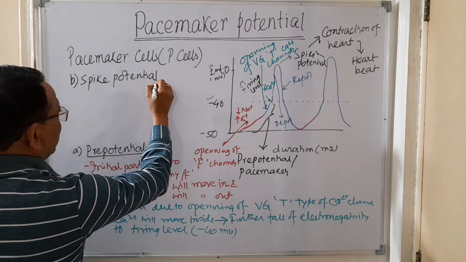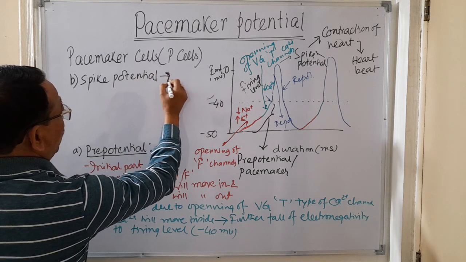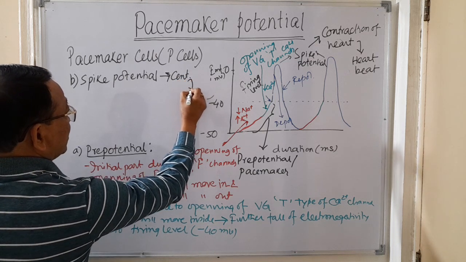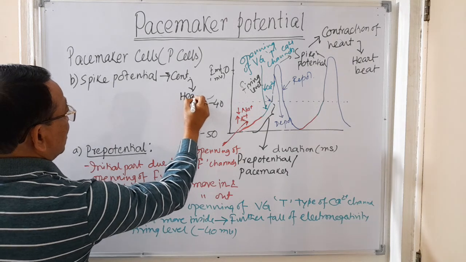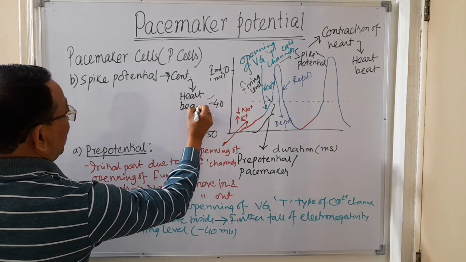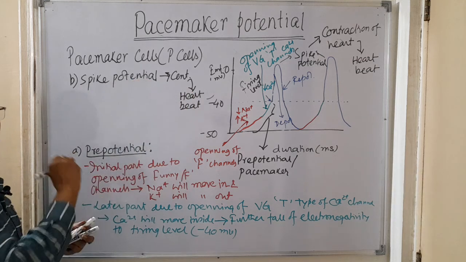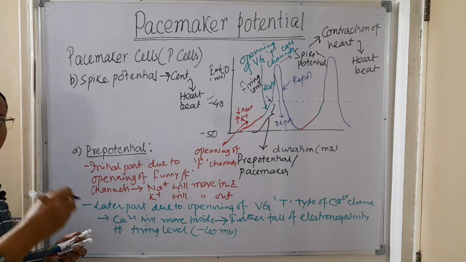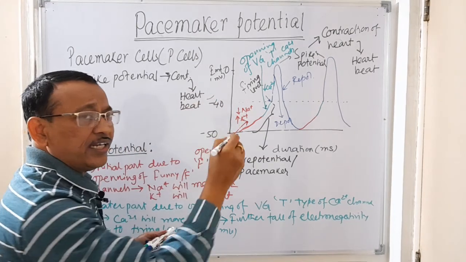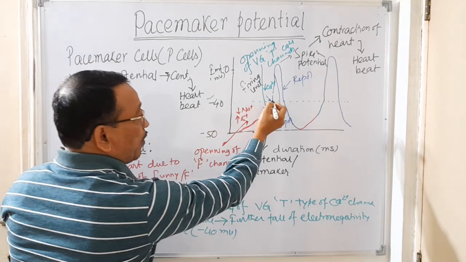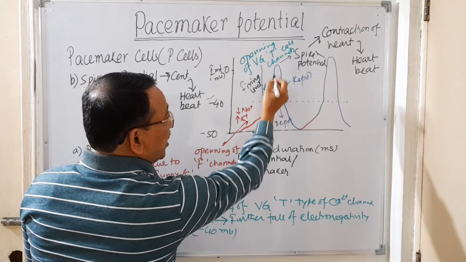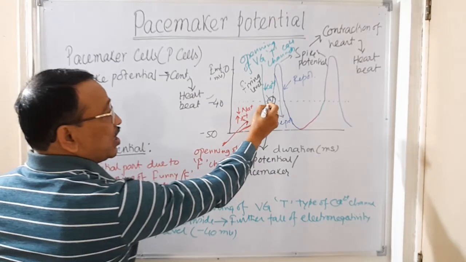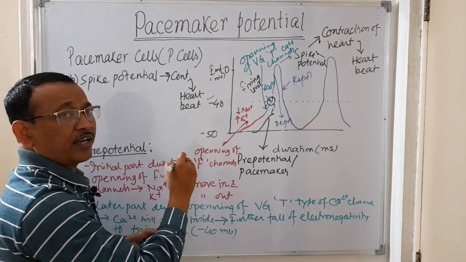So as I told, this spike potential is responsible for contraction of the heart, and thereby that is responsible for heartbeat. Heartbeat is because of the spike potential, and spike potential is automatically getting developed without requiring any external stimulus. Here the action potential is getting generated without requiring any external stimulus.